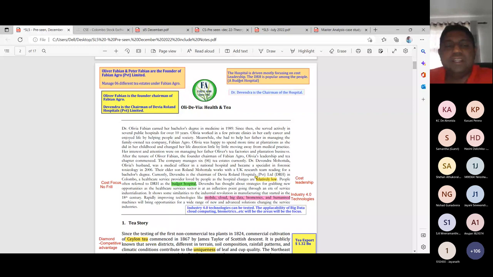Olivia's leadership and tea chapter commenced. Now she has become involved with the company. The company manages 60 estates currently. So the company owns 60 estates. So those are the introductions about her and the company relationships.